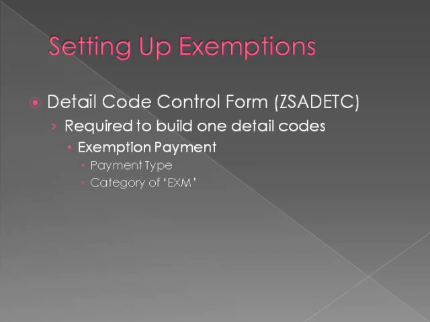Okay, to set up your exemptions, you have to create a payment type detail code. And this detail code has a category of EXM for exemptions. And this is actually built in your detail code control form, ZSA-DETC. Now, I do strongly encourage you, since your exemption type payments have to be a contra revenue account, that you would actually create, very likely, detail codes for each type of exemption that you have.